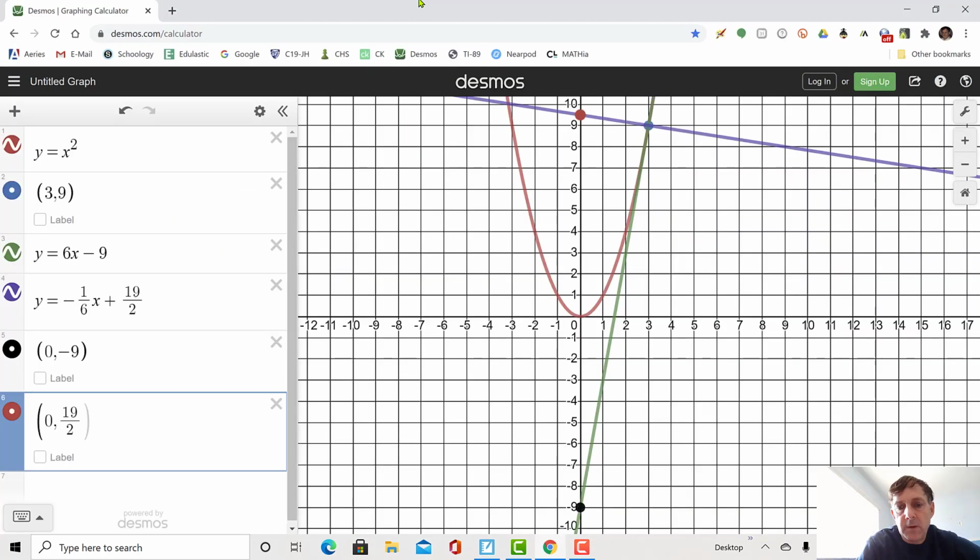I want you to notice that our two lines are drawn there. They have different y-intercepts. One y-intercept is negative 9, the other one is 19 halves, just like what we have. You'll notice that the tangent line is green, and it does look perpendicular to that purple line, and that purple line we're calling the normal line.